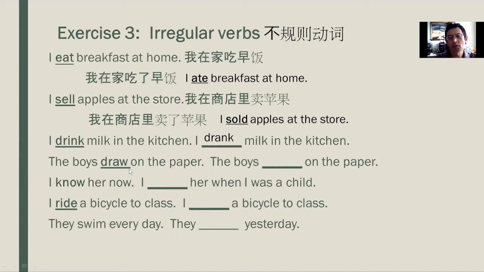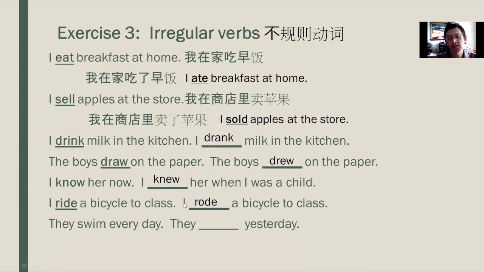The boys draw on the paper. The boys drew on the paper. I know her now. What is the past tense of know? I knew her when I was a child. I ride a bicycle to class. That means you do it now, the present tense. I rode a bicycle to class.